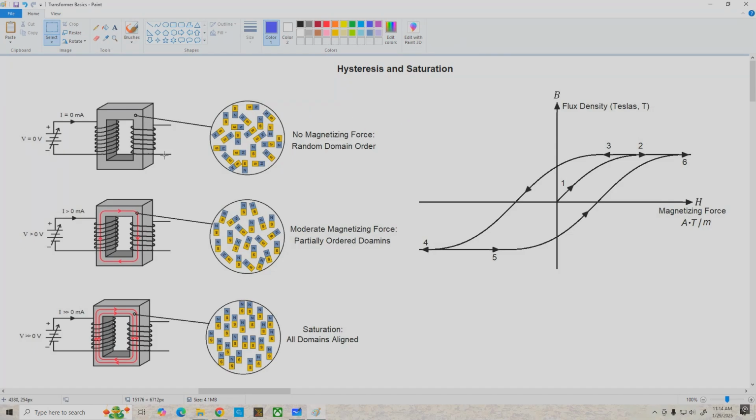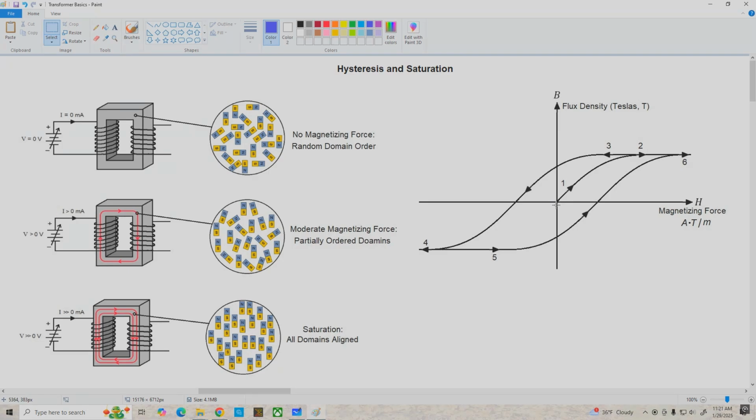On the left-hand side of the page, we've got a transformer core with a primary and secondary winding attached. And on the primary side, I'm applying a DC voltage, and we're going to use that to establish a primary current, which will induce magnetic flux in the core of the transformer. In the first case, we have no voltage applied, no current, so there's no magnetizing force applied. And we're assuming that all of the magnetic domains in this core are randomly oriented, as I have shown here. Now, that would correspond to the origin of this BH curve over here on the right.